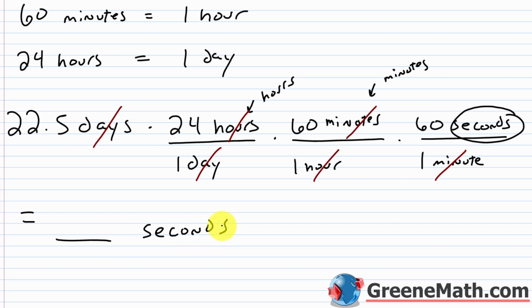So let's think about this multiplication problem. All the denominators are 1. So essentially I just have to think about 22.5 times 24 times 60 times 60. Now I'm going to do 60 times 60 last because each has a trailing 0. So what is 22.5 times 24?